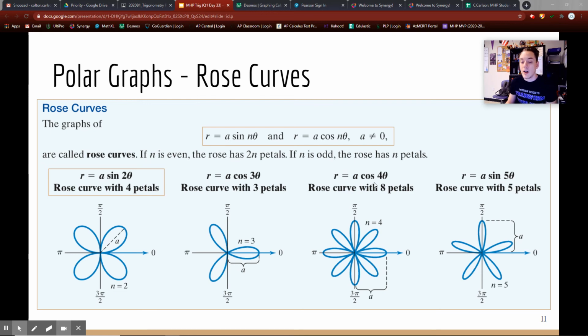For 4, I'm going to double that. If I had 6 theta, it's going to be 12. And that's something that you should have figured out on the Desmos exploration. But if it's odd, such as 3, I don't need to double anything. It's just 3. If it's 5 like this, it's just 5 for odd numbers. And of course, your A value is the length of those petals there.